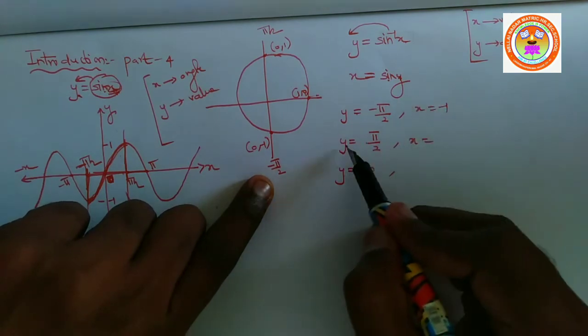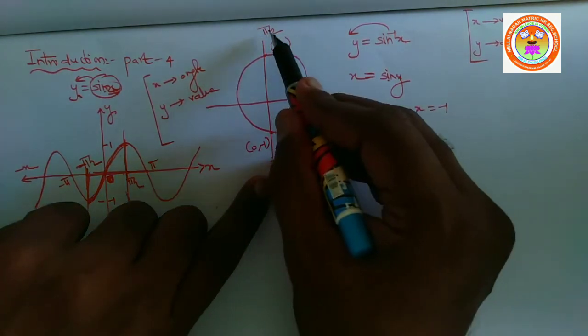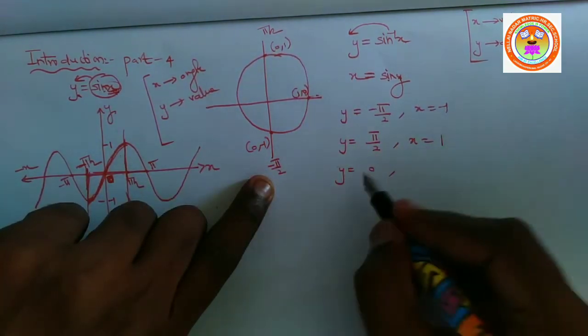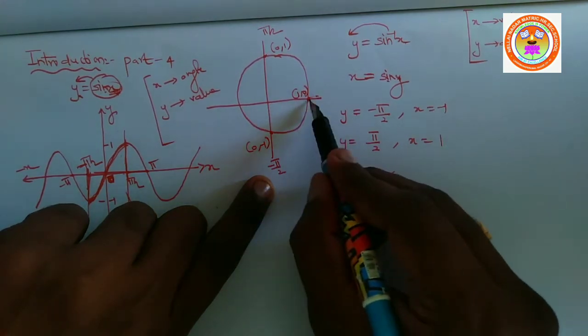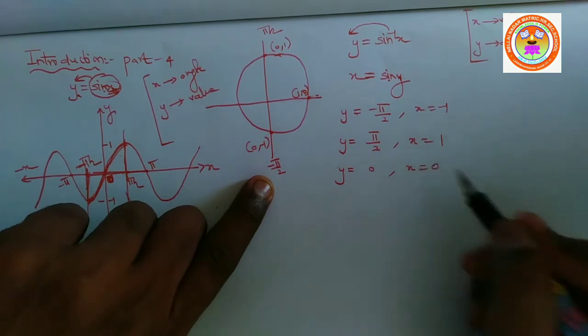Next, sine of pi by 2. Where is sine of pi by 2? This pi by 2 is present. Cos pi by 2 is 0, so sine pi by 2 is 1. Next, sine 0. Sine 0 is nothing but 0. So x is equal to 0.